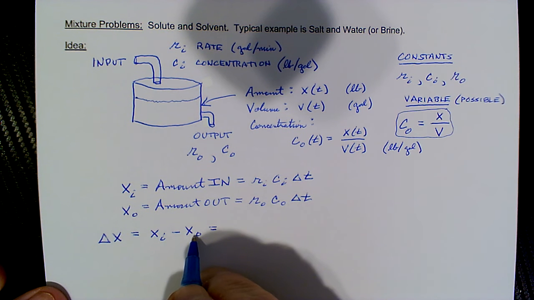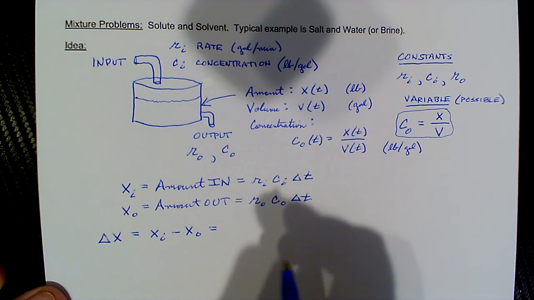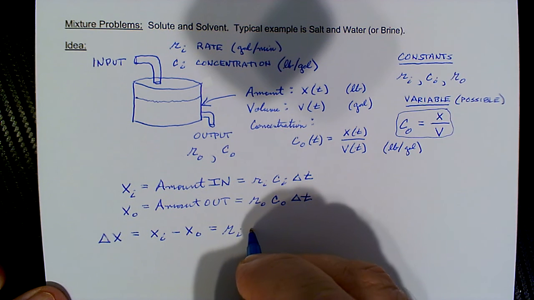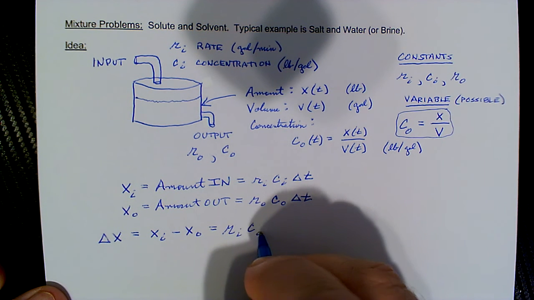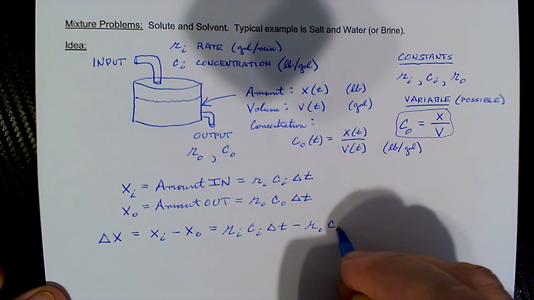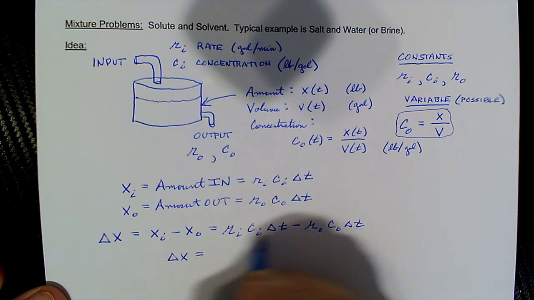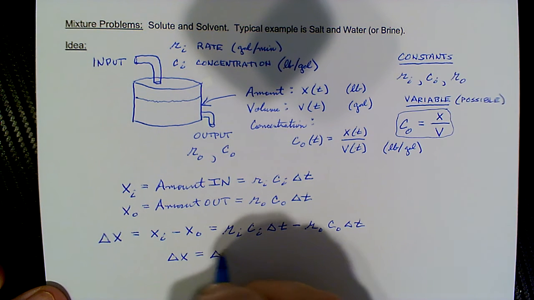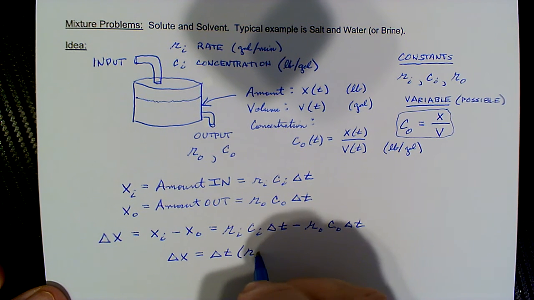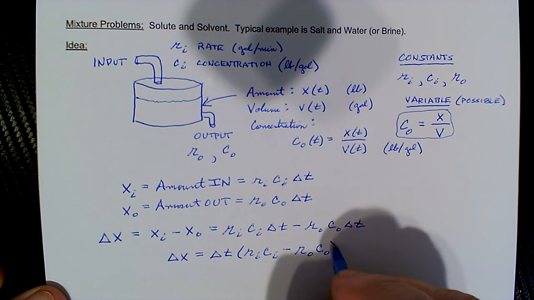So if you've got more coming in than is going out, then there's going to be an increase, or vice versa. And that'll just be the rate in times the concentration in times the change in time, minus the rate out times the concentration out times the change in time. So then if from this expression we factor out delta T, we're left with R sub I, C sub I, minus R sub O, C sub O.